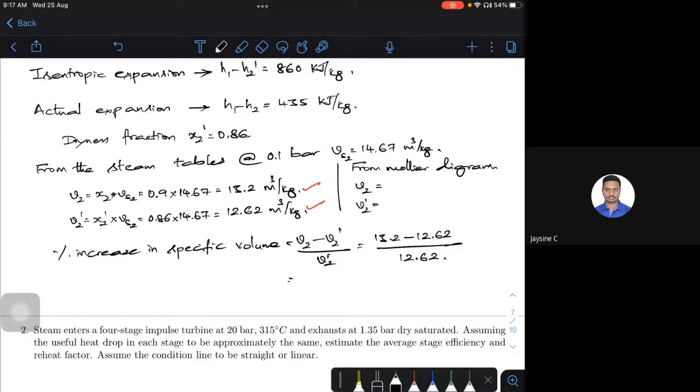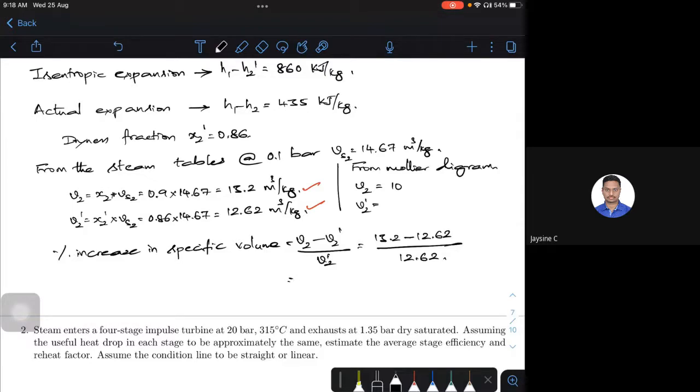Sir, from the Mollier chart, we are getting 10, sir. You are getting 10? V2 is how much? From the Mollier chart, it can't be that much. That's why I told you roughly around 10. I see a huge difference because the specific volume lines are very sparse, so you'll have one value here and the other value somewhere else. That's why when you take the specific volume from the Mollier diagram, a lot of error is involved. So whenever specific volumes are involved, it's better to take them from the steam tables.